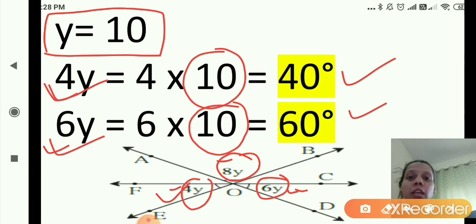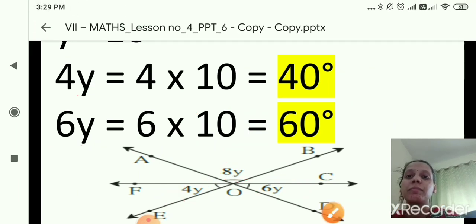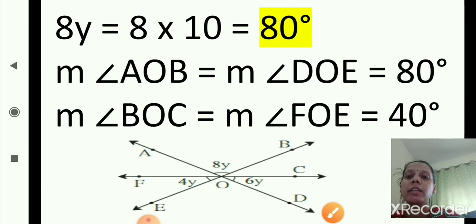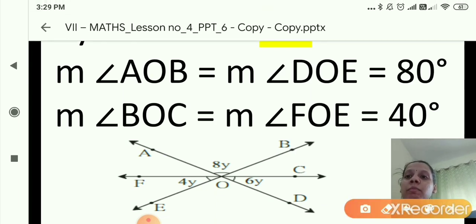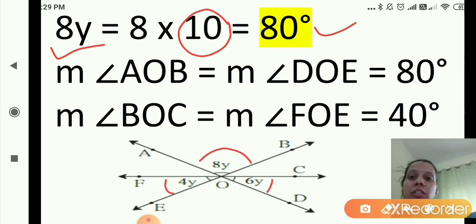Now one angle is remaining. Which angle is remaining? Correct, that is 8y. Now that we will see. As you can see here, this is 8y. So 8 into, again y we know, that is 10. So 8 multiplied by 10, correct. 8 into 10 is 80 degrees. So this is 80. So 4y means 40, 8y means 80 and 6y means 60 degree. I hope you are clear till here.